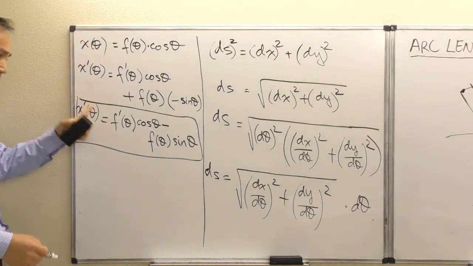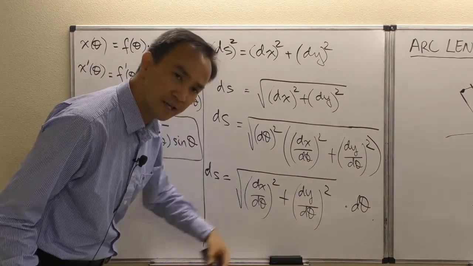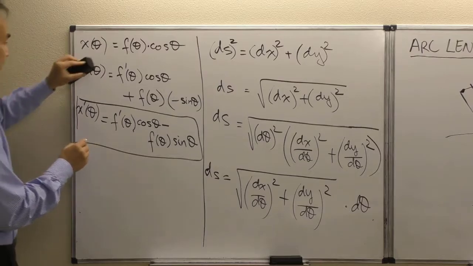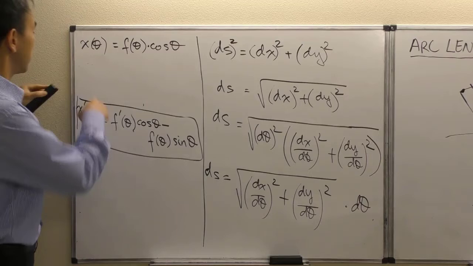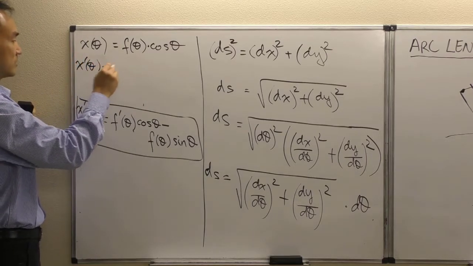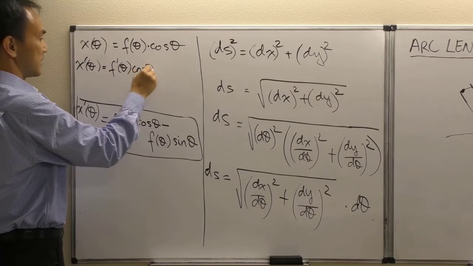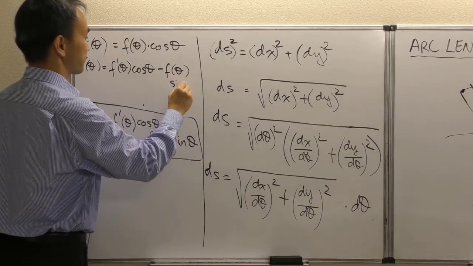Similarly, the other square term involves dy d theta. So now I'm going to have to erase this. Let me write that in a shorter notation right here. So x prime of theta equals f prime of theta times cosine theta minus f of theta times sine theta.